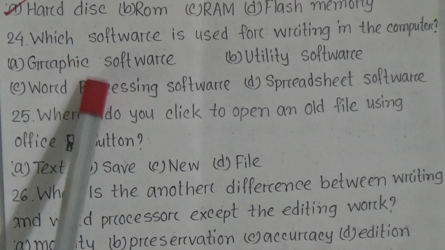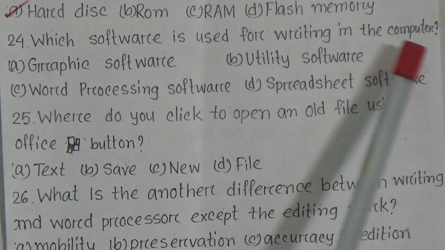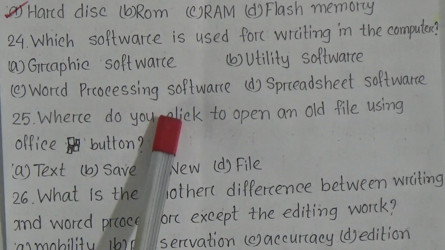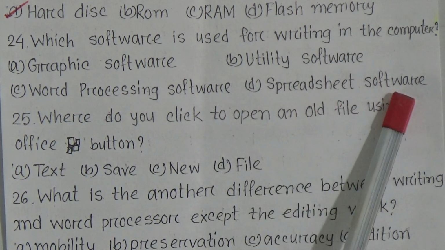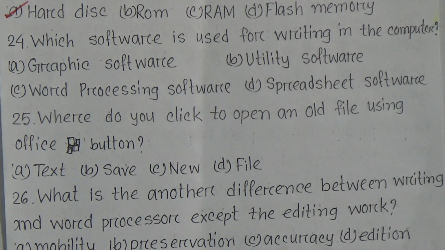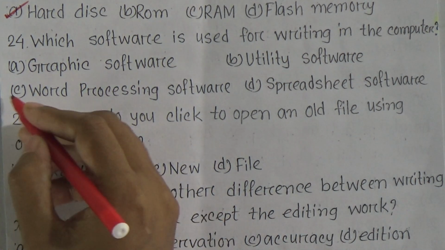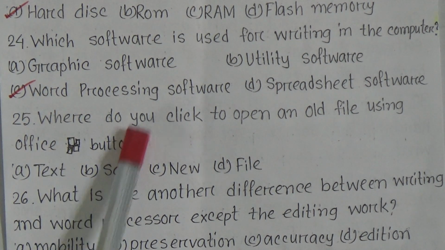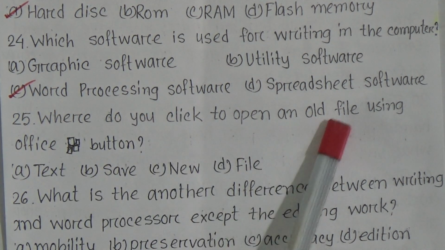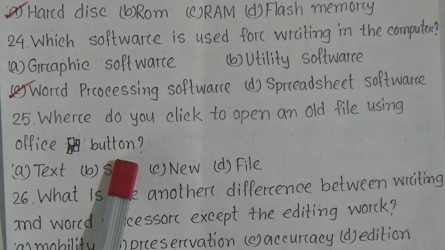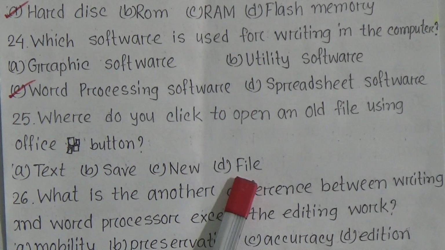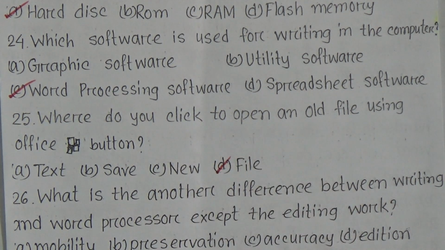Number 24, which software is used for writing in the computer? Graphics software, utility software, word processing software, spreadsheet software. The answer is option C, word processing software. Number 25, what do you click to open an old file using Office button? Options are text, save, new, file. And the answer will be option D, file.